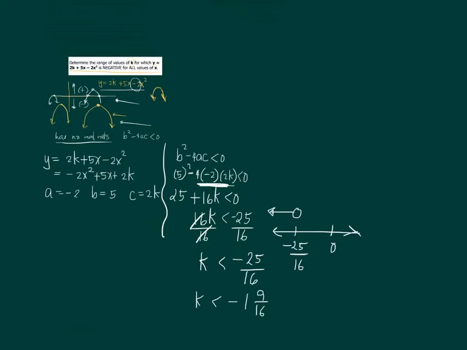So the only values of k that will make the equation negative are the k that are less than negative 1 and 9 over 16. For example, negative 2, negative 3, negative 4, even fractions like negative 1 and 10 over 16, and so on. All the numbers less than negative 1 and 9 over 16.